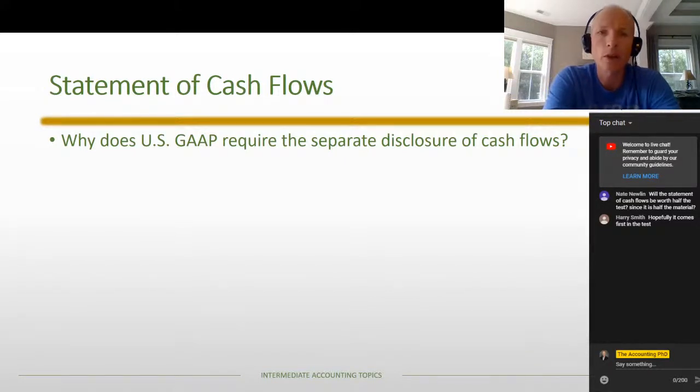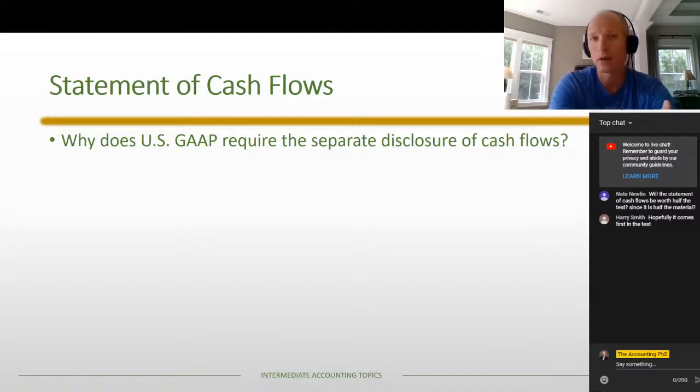So why does US GAAP require this? What we're going to find is that most of the information on the statement of cash flows can be found by combining the income statement and balance sheet together. And so there are some who question why we have this separate disclosure.